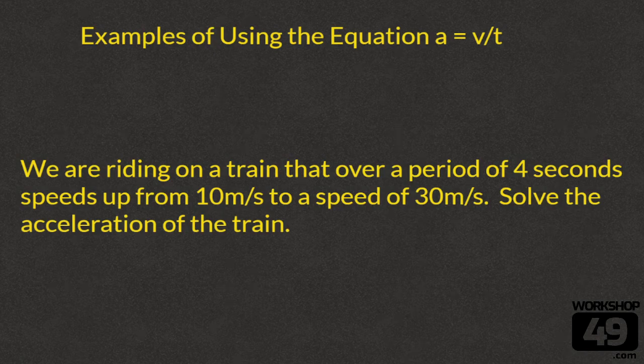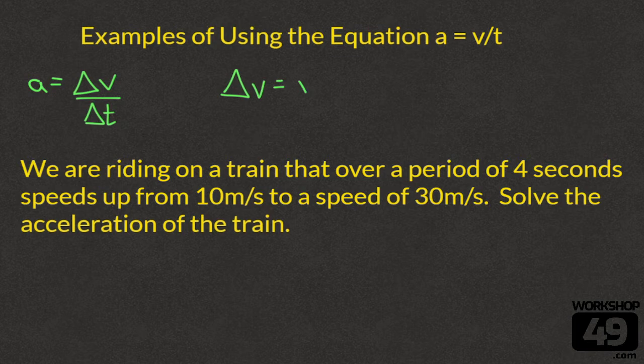Hey everyone, I'm Michael D, and today we are going to be working on examples of using the equation A equals V over T. Or as I tend to write for my students, A equals delta V over delta T, which means just a change in our velocity divided by our change in time. And when we say our change in our velocity, that is our velocity final minus our velocity initial, is how we're going to calculate that.